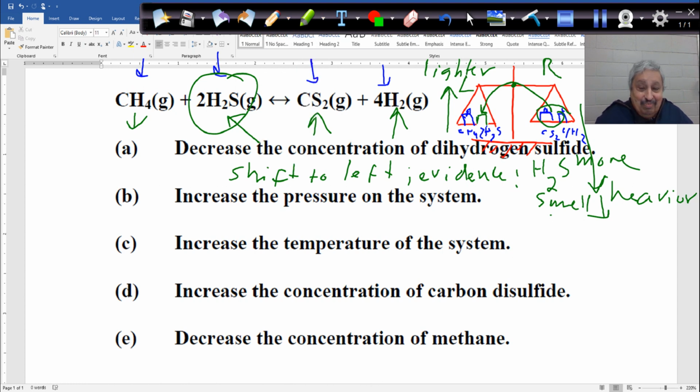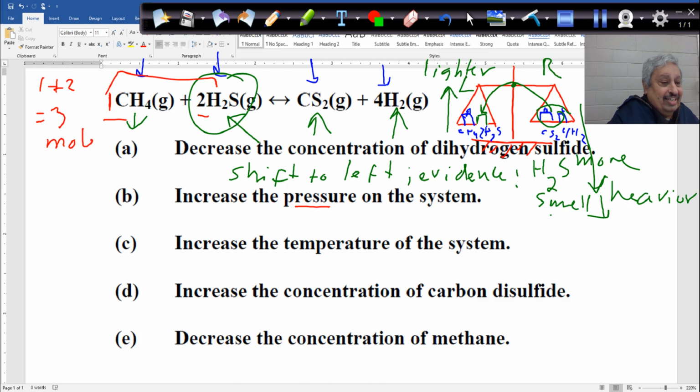If I have pressure or volume, I have to count what? Number of moles. This is 1, understood, not written, this is 2. So the sum of the moles here: 1 plus 2 makes 3. The left side, the reactant side, is 3 moles. How about here? 1 plus 4, how much? 5 moles.